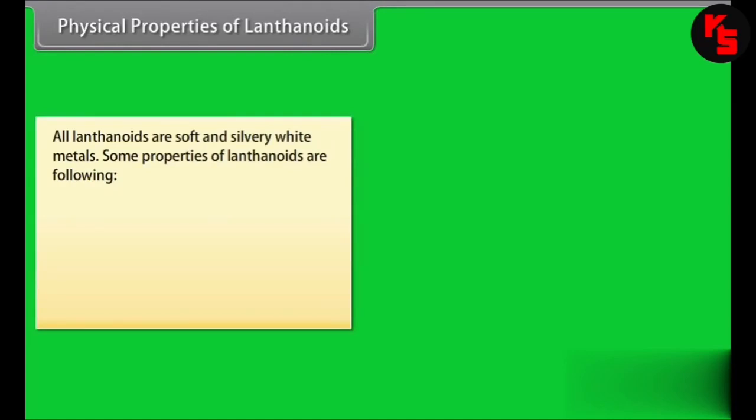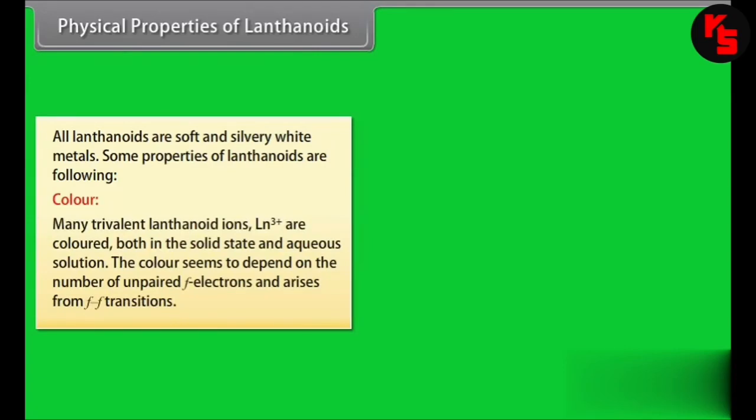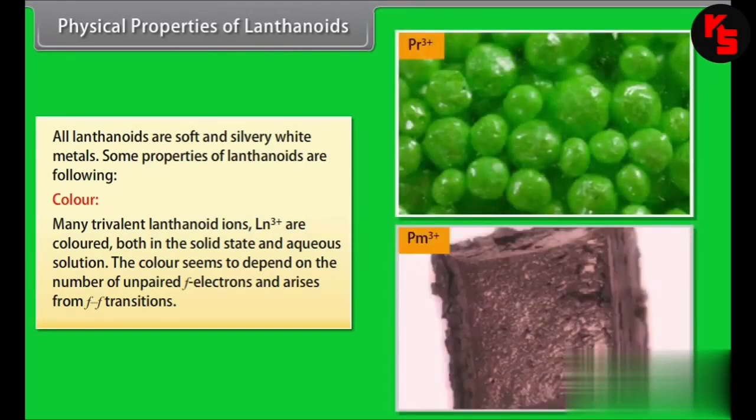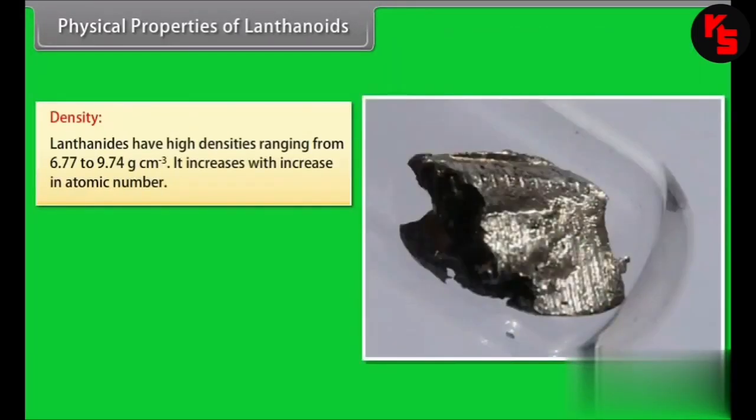Some properties of lanthanoids are following. Color. Many trivalent lanthanoid ions, Ln3+, are colored both in the solid state and aqueous solution. The color seems to depend on the number of unpaired f electrons and arises from f to f transitions. For example, Pr3+ is green and Pm3+ is pink. Density. Lanthanides have high densities ranging from 6.77 to 9.74 gram per centimeter cube. It increases with increase in atomic number.